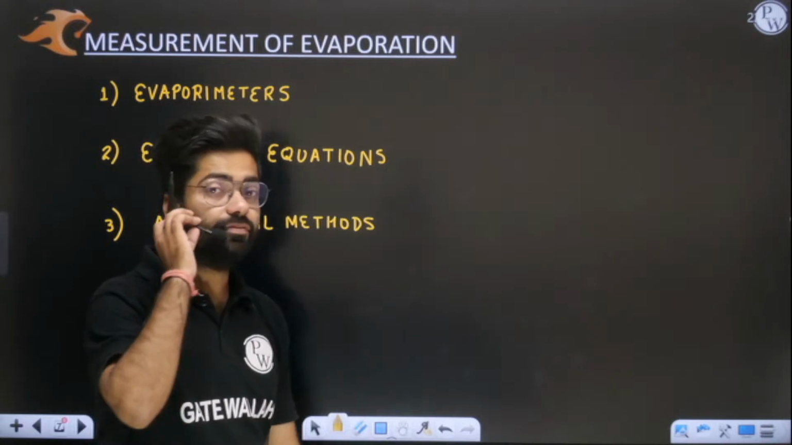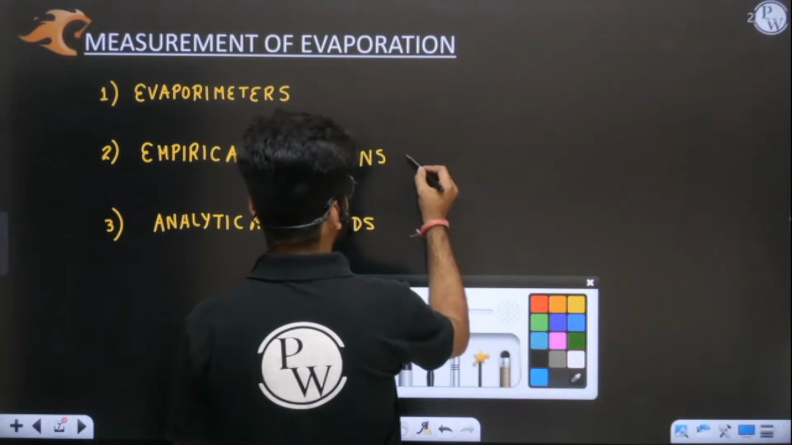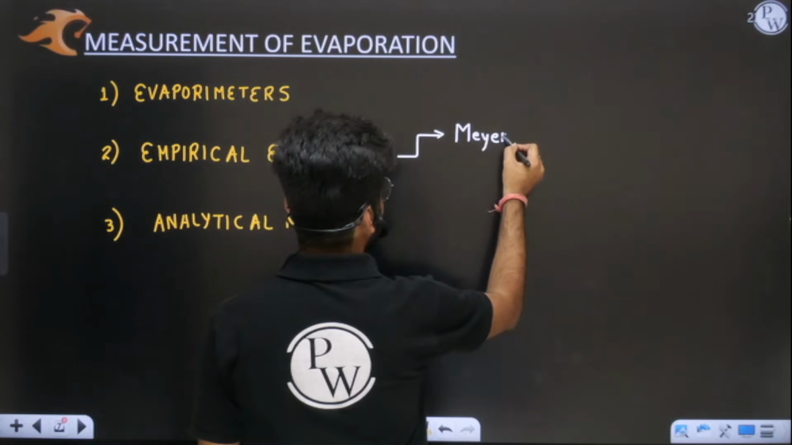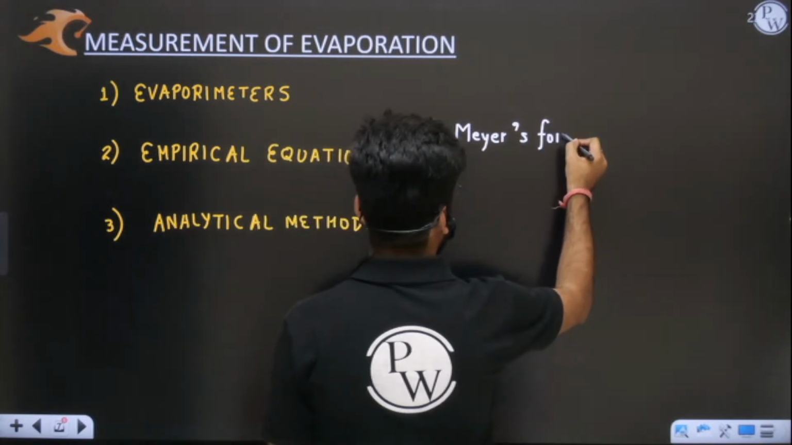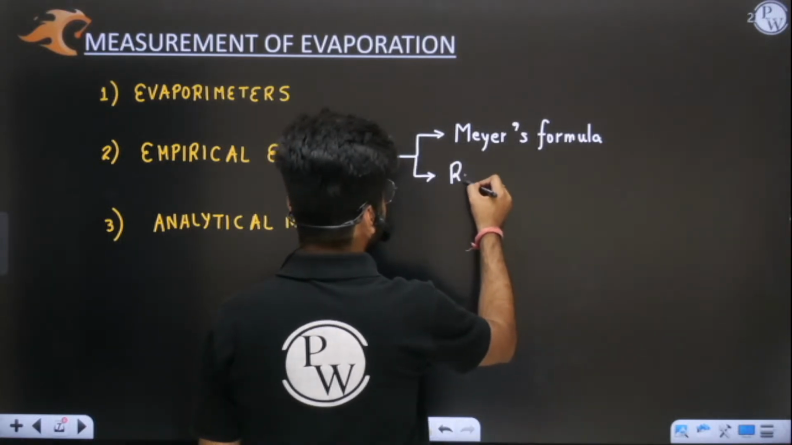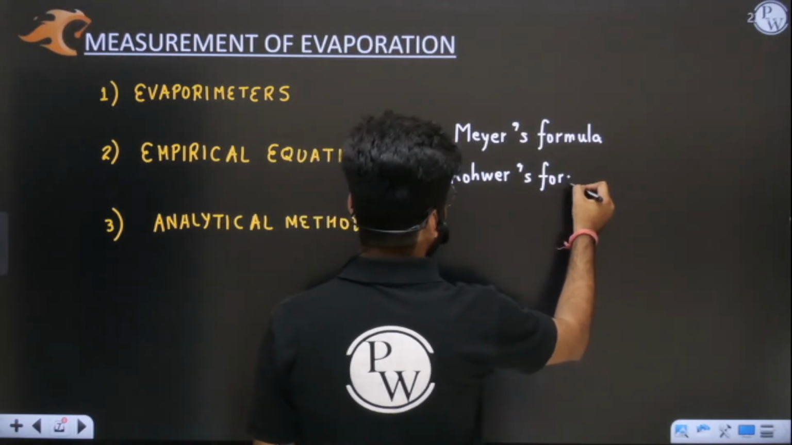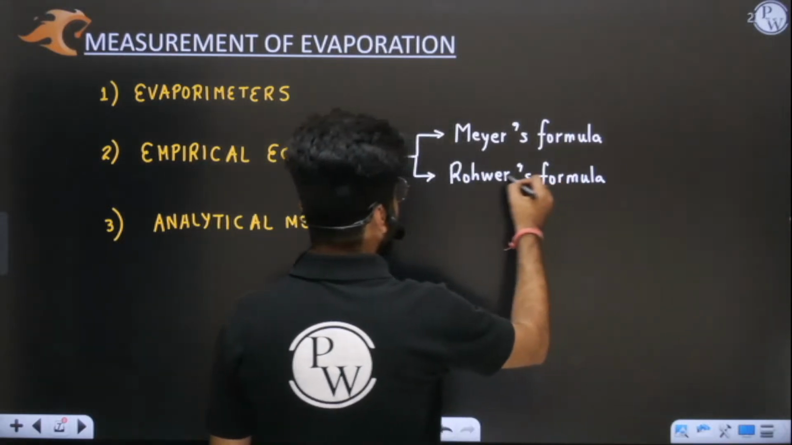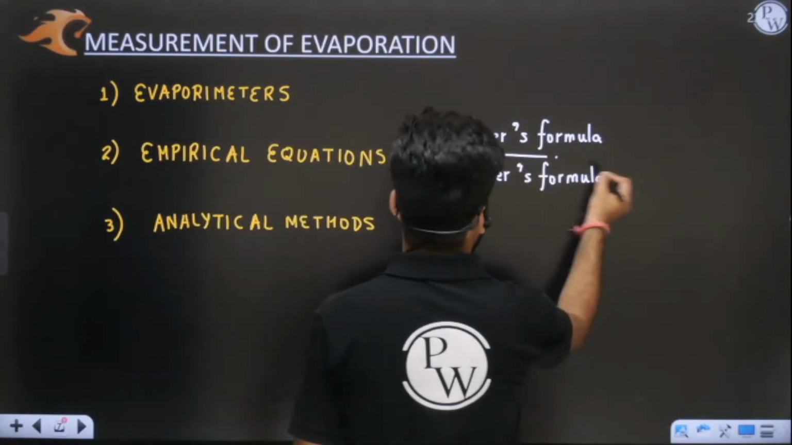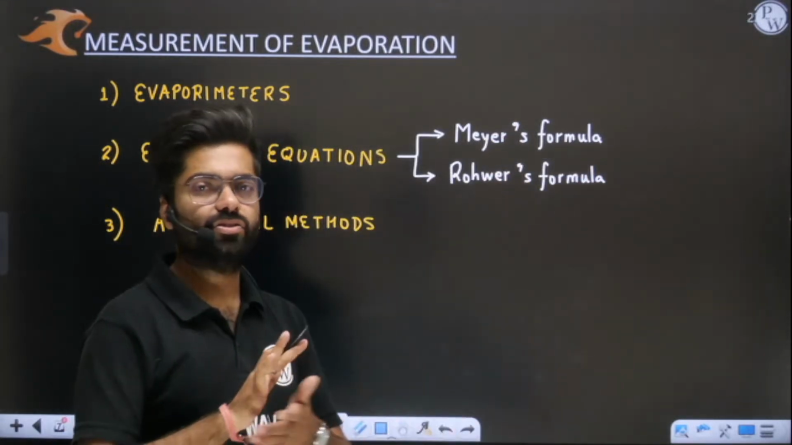Empirical equations are certain formulas with the help of which we'll find evaporation directly. Basically, one formula which is important is Mayer's formula. Only this one is important. Many scientists came up with different formulas, but Mayer's and Rover's formulas were dominant, and the one important for our syllabus is Mayer's formula. There is no need to remember Rover's formula. It is very tough and very lengthy.